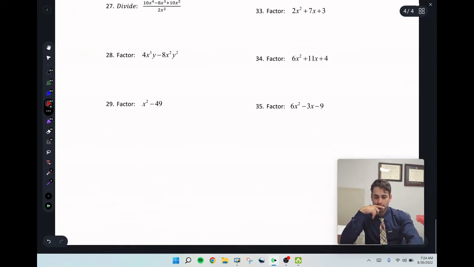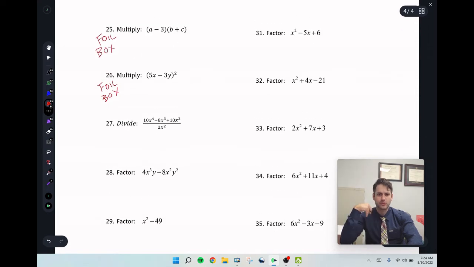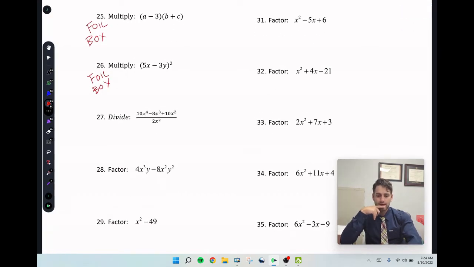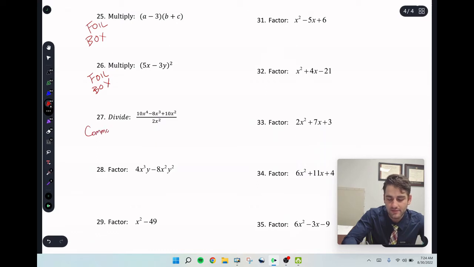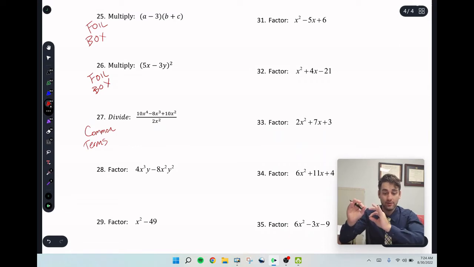Okay. Oh, this is the last page. This will be a short video today. Divide. Give you a little hint. Looking at common terms. Looking at what terms they have in common.